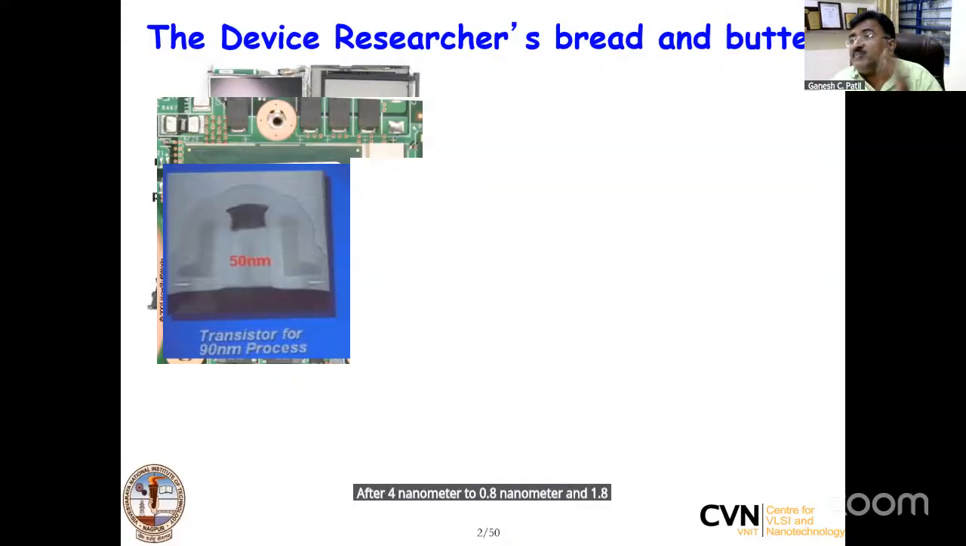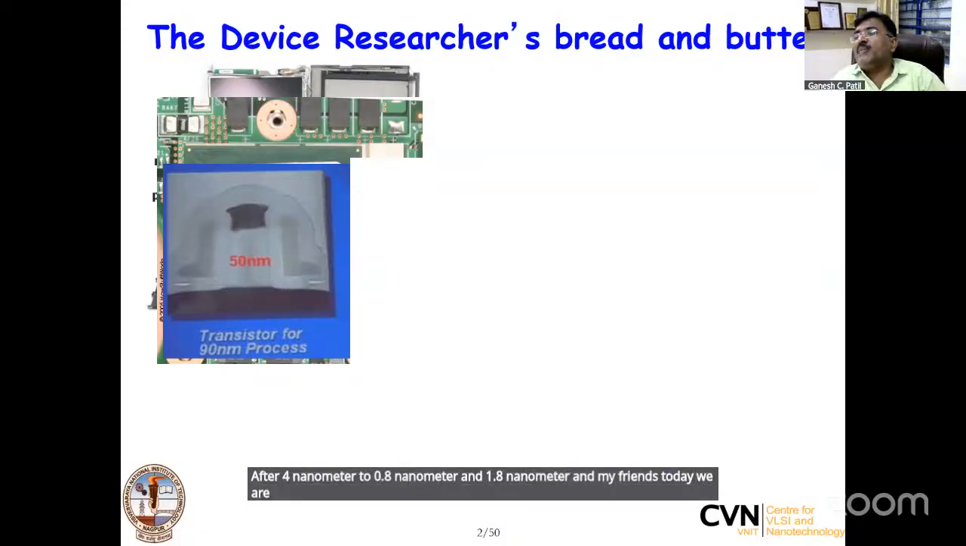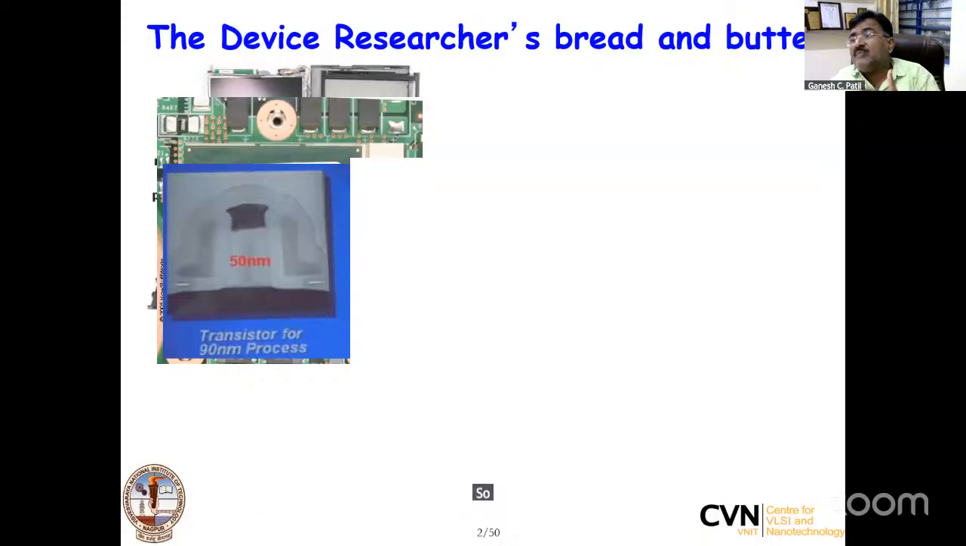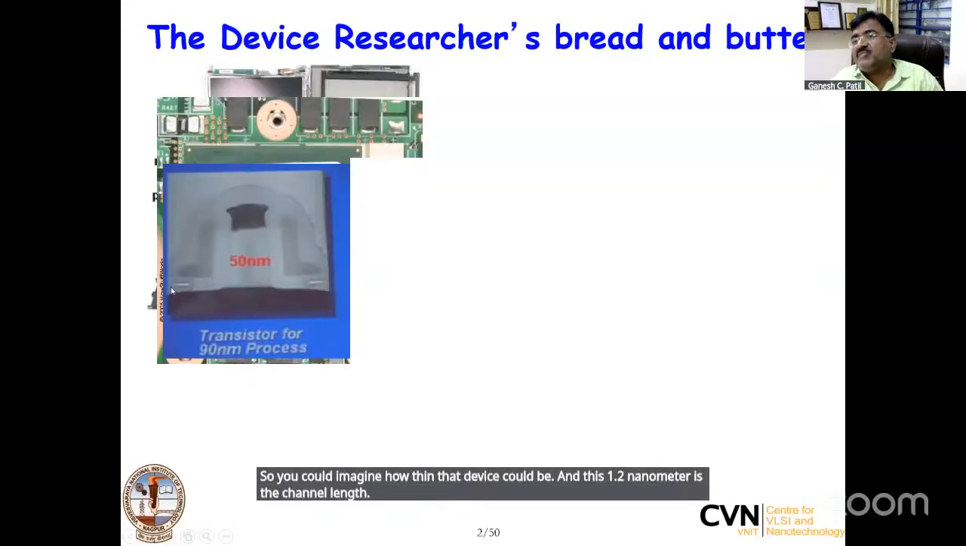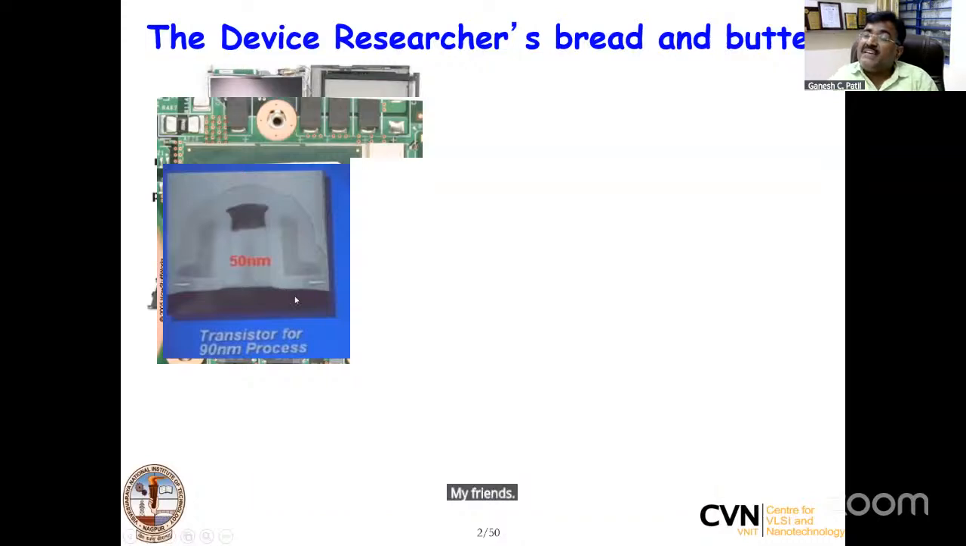And my friends, today we are at the 1.2 nanometer channel length. So you could imagine how thin that device would be. This 1.2 nanometer is the channel length, meaning the distance between the source and the drain. My friends, you could see that our hair diameter is 50 micrometer.